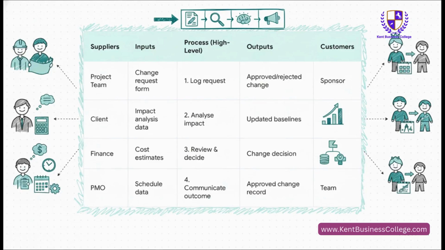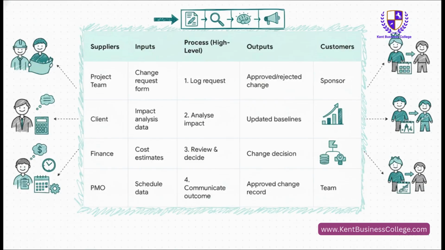Let's slide over to the next column. Those are the inputs. We're talking about the change request form itself, data for the impact analysis, cost estimates. Makes sense, right? Now, for the process. And remember, the golden rule: keep it high level. We're not getting bogged down. Just a few major steps. Log the request, analyze the impact, review and decide, and then communicate the outcome.